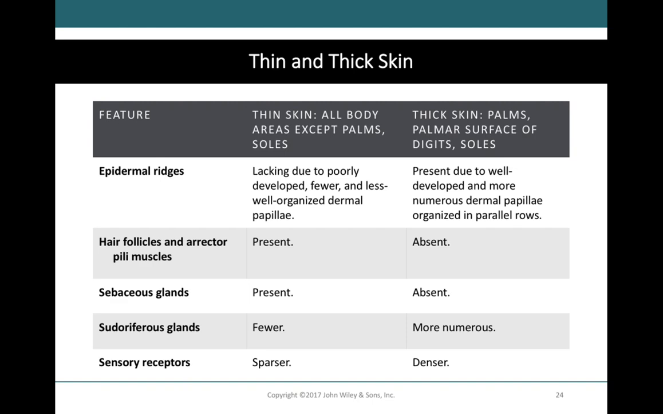I've mentioned a lot during this video and the last video thick and thin skin and their importance. So let's take some time to go over where these two types of skin can be found and which structures can be found in each type of skin. So thin skin is found everywhere except for the palms and soles, and thick skin can only be found on the palms and the soles.